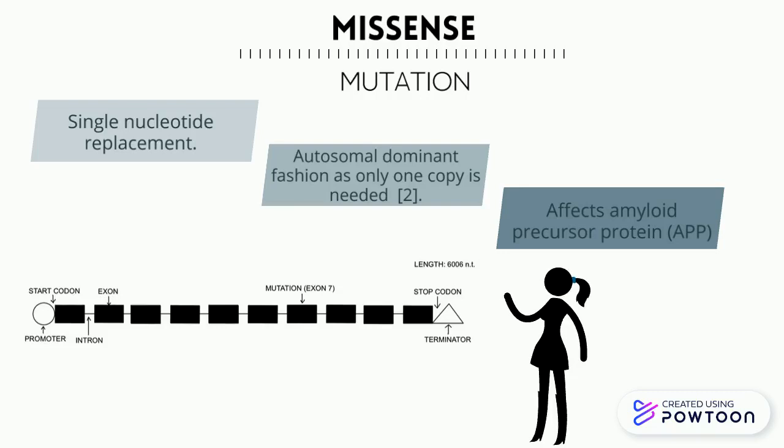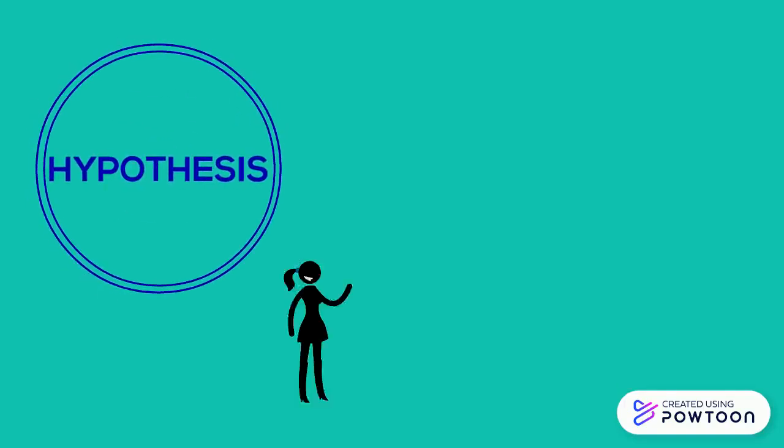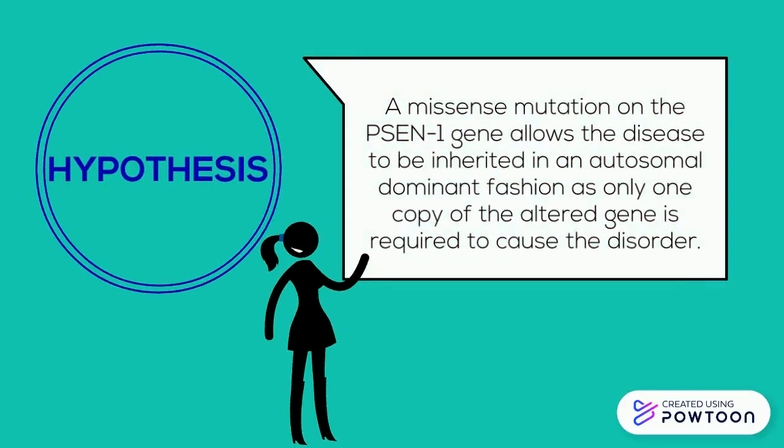This then results in the failure to degrade proteins, further producing longer and toxic versions of the amyloid beta peptides. An overproduction of these peptides form clumps within the brain and are likely the cause of neuron death and Alzheimer's disease. We hypothesize that the missense mutation on the PSEN1 gene allows the disease to be inherited in a dominant fashion, as only one copy of the altered gene is required to cause the disorder.